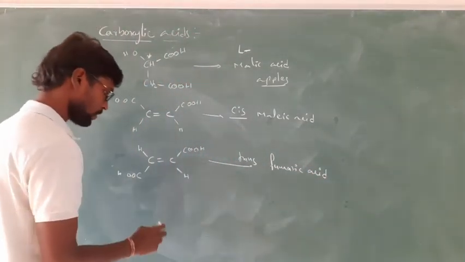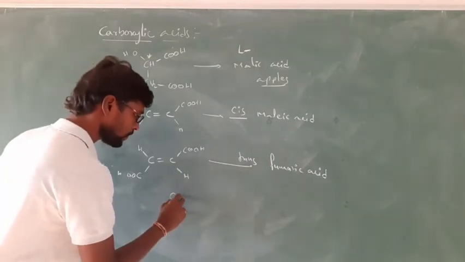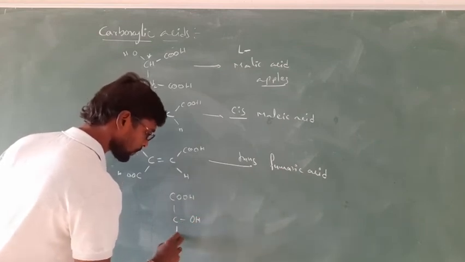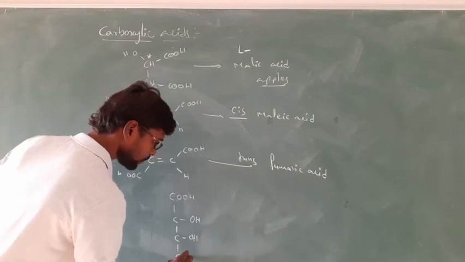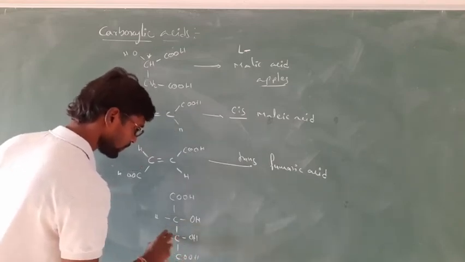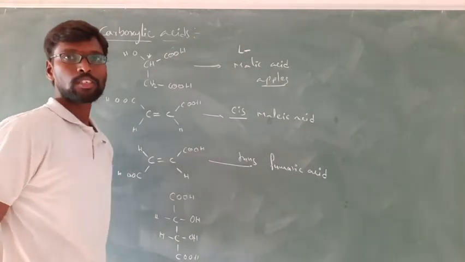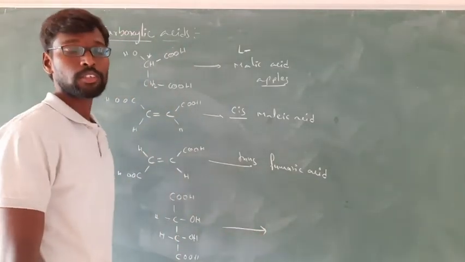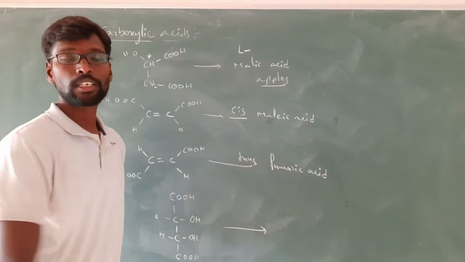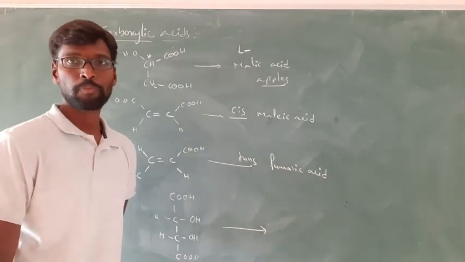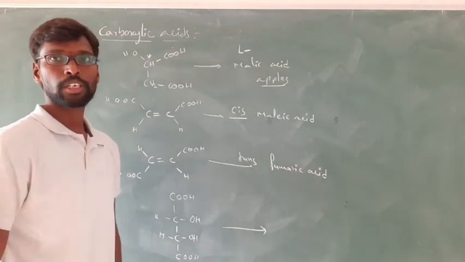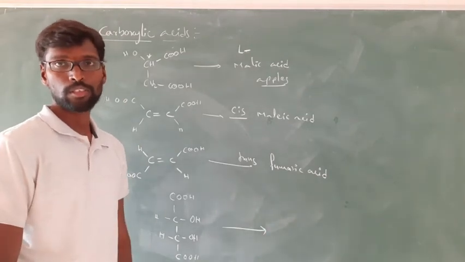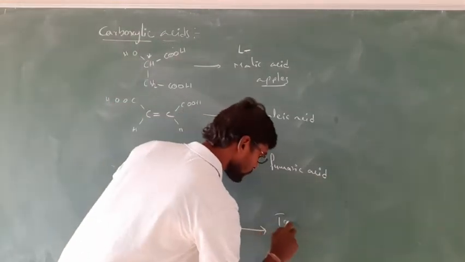Now next one, tartaric acid: COOH, CHOH, CHOH, and again COOH. This is hydrogen, this is hydrogen. Tartaric acid is mostly used for the explanation of optical isomerism, like meso compounds, racemic mixtures, and DL configurations. For that explanation, we use this tartaric acid.